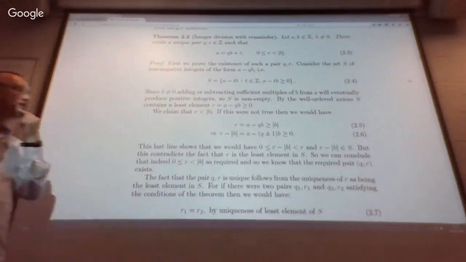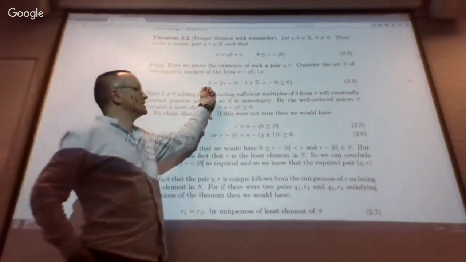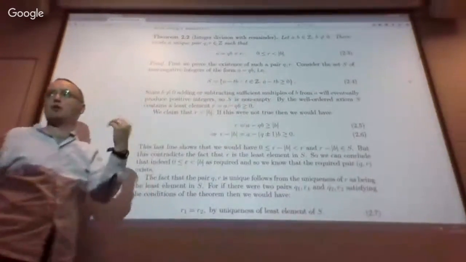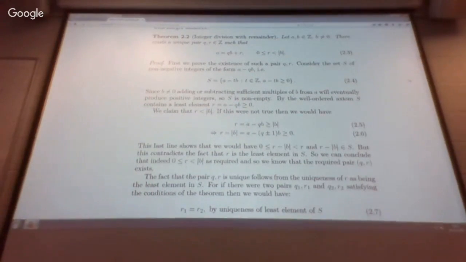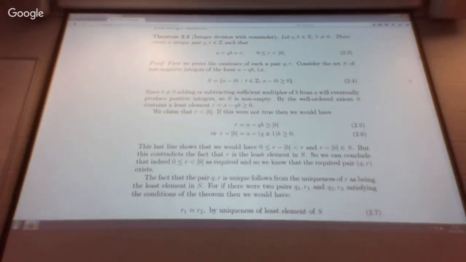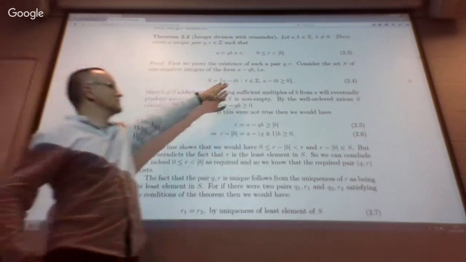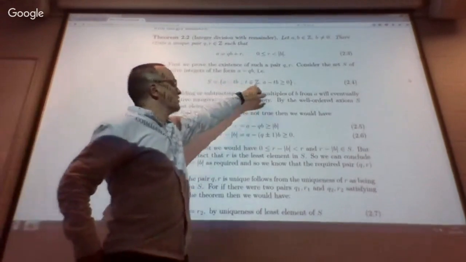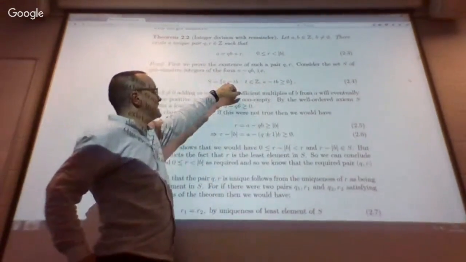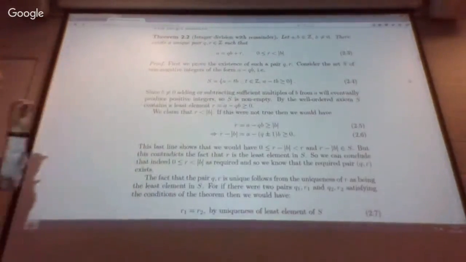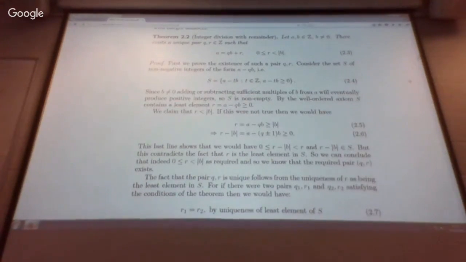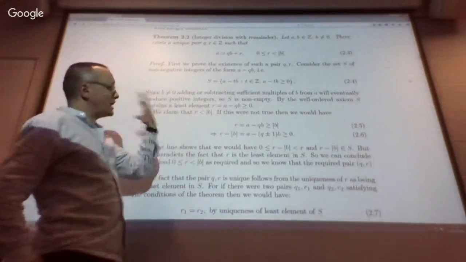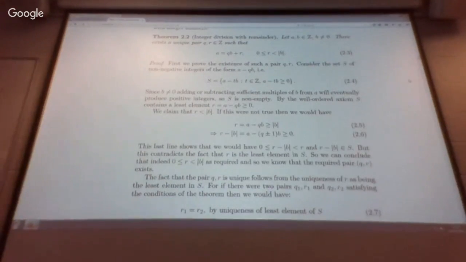And we can use the well-ordered axiom, because this is a non-empty set of positive integers, we can use the well-orderedness of the integers to say that if you've got a non-empty set of positive things, somewhere in there is the smallest thing in that set. So S is the set of candidates for the remainder. They're all non-negative. They're all expressed as A minus some multiple of B. And we're focusing on the smallest one, R. It's by the well-ordered axiom that that smallest one exists. So there is a unique R.